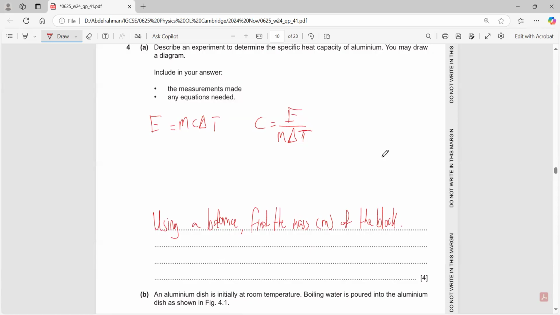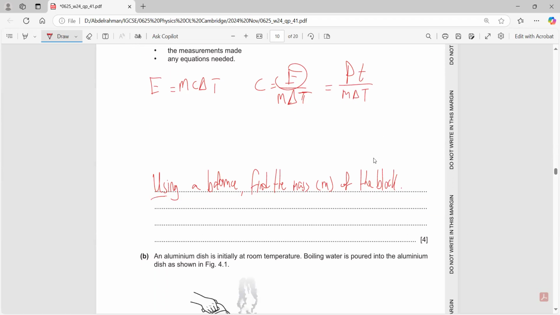Well, to heat it up, I need some sort of heater. And this heater would have a certain power, right? So to find the energy from the power, what do I say? Energy equals power times time. To find the energy supplied, what should I do?